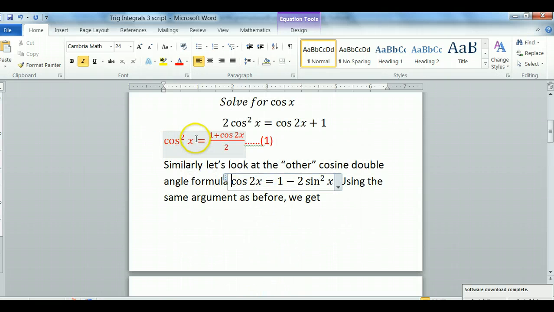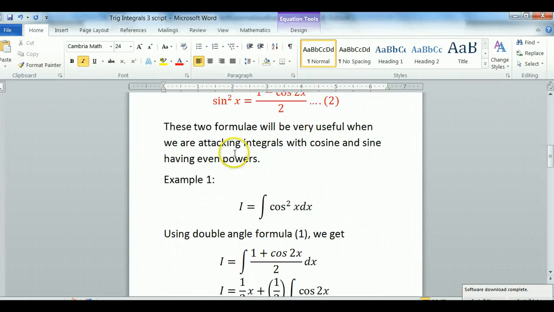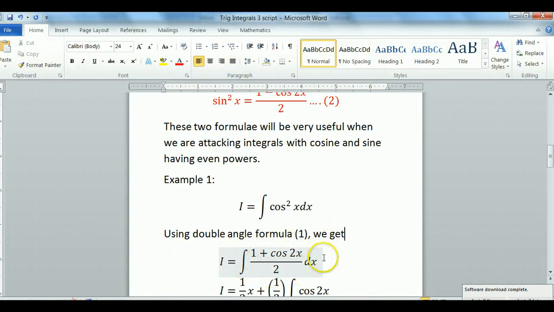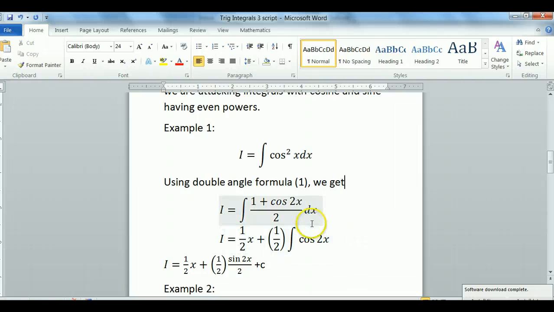So cosine squared x is equal to 1 plus cosine 2x over 2 from formula 1. What we do is we take that and replace this by that. So you notice that in the next step I have replaced cosine squared x by 1 plus cosine 2x over 2. Now actually we are ready to integrate this, and so now how do we integrate this? First of all, you have 1/2, right? And if you integrate 1/2, you will get 1/2 times x. And then you have cosine 2x over 2, you need to integrate that.